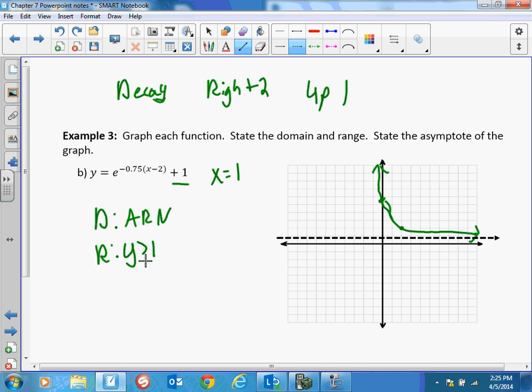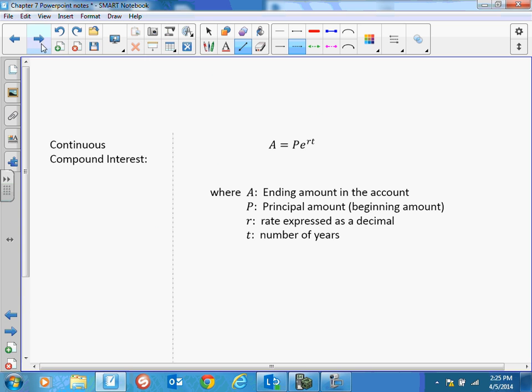Okay. Some people are putting equal signs on these. There's no equal to on this. It doesn't hit 1. It gets close to 1 but it never quite hits it. So you got to make sure you just leave it as greater than or less than. Okay. So pretty much nothing changed from what we did on the 7.1 or 7.2 when you graph those.